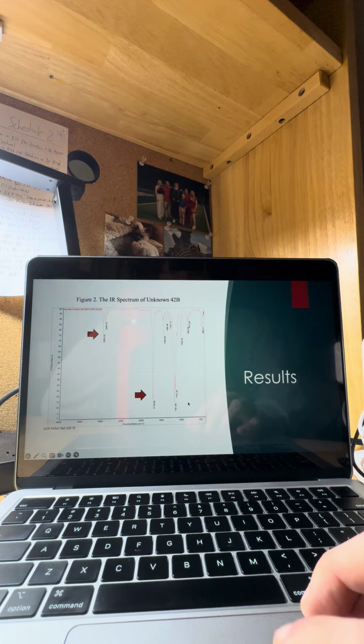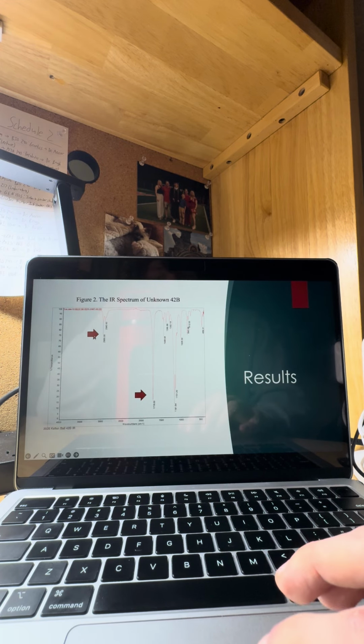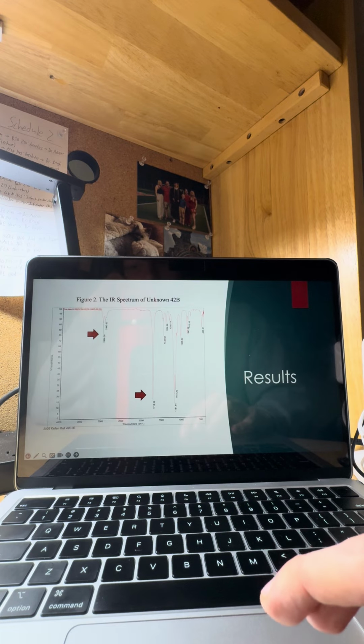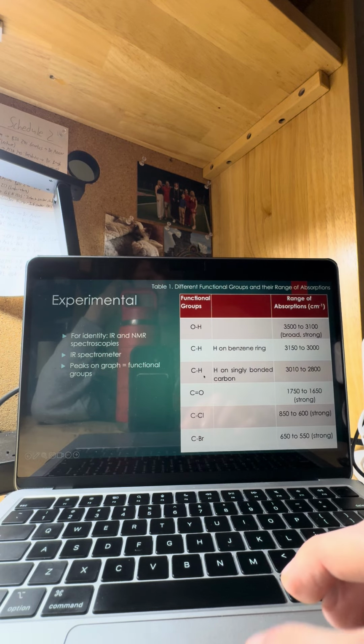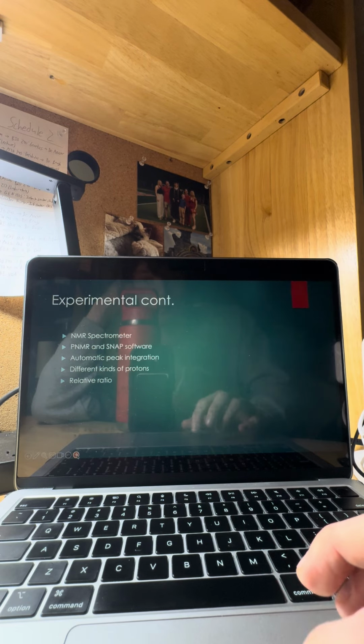So shown here in figure 2 is the IR spectrum of unknown 42B. For our first arrow here, there is a functional group present at 2,986.08. And so if we go back to our table of the functional groups, that functional group is going to be between 3,010 and 2,800. And so this means that there is a CH, a hydrogen singly bonded to a carbon, functional group.